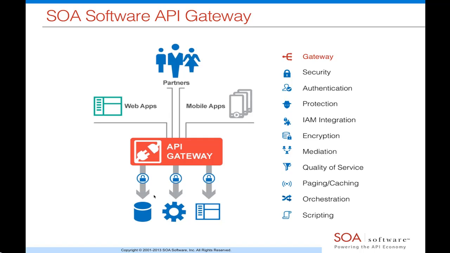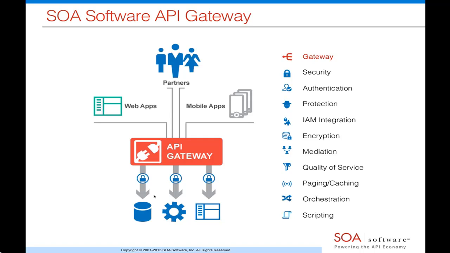So we've discussed a lot of things around API security, and these are things that you need to take care of from an API perspective. They're very, very specific to API. From a SOA Software perspective, we provide an API gateway, and the gateway essentially takes care of all the security aspects that we just discussed.